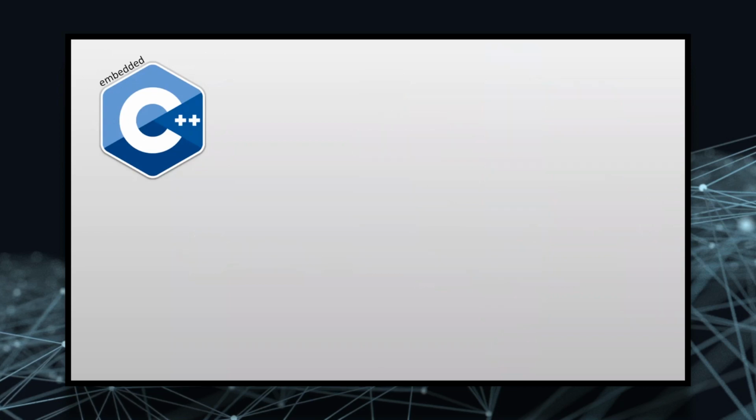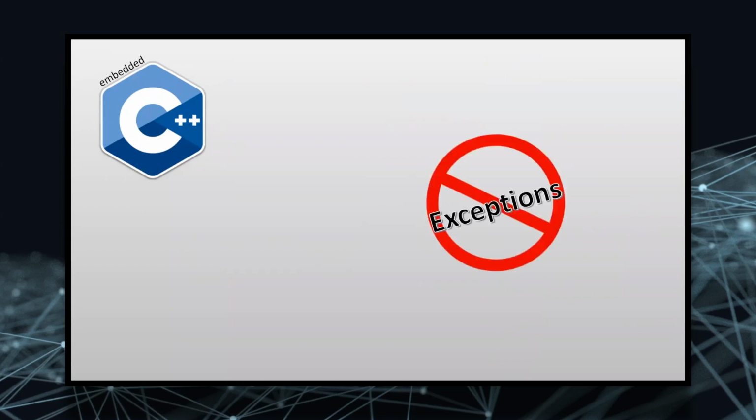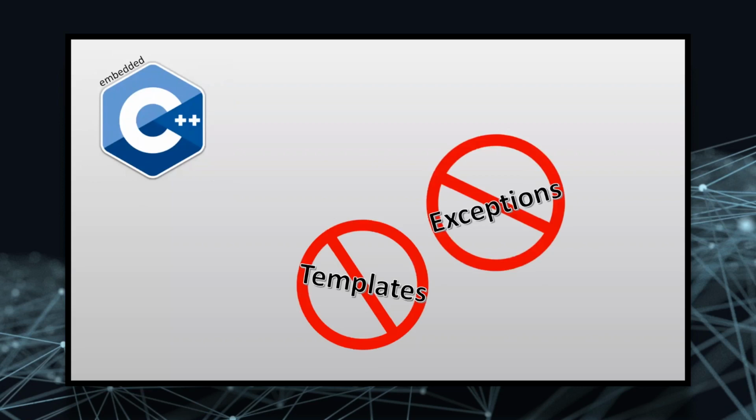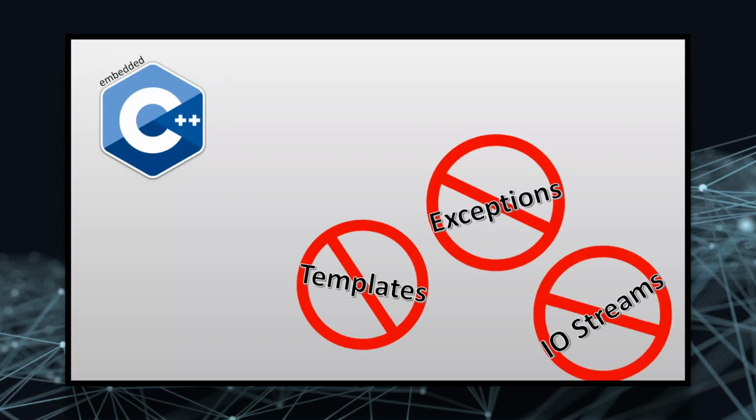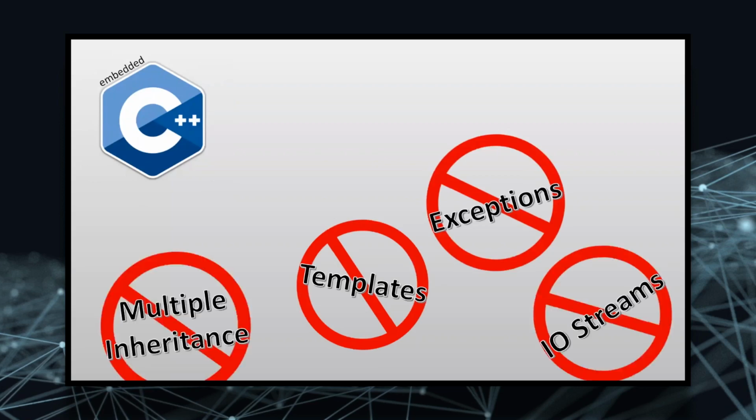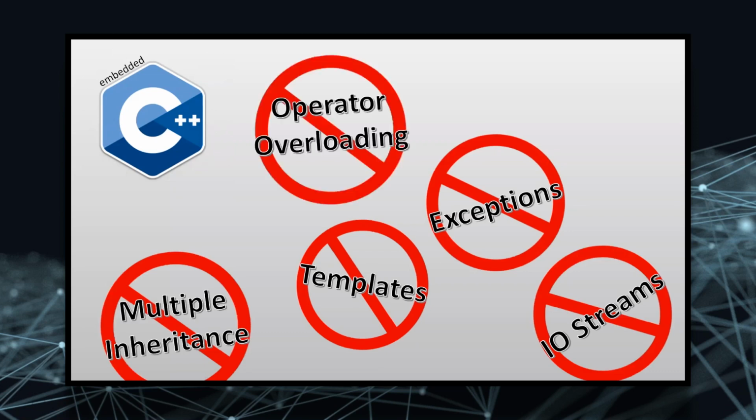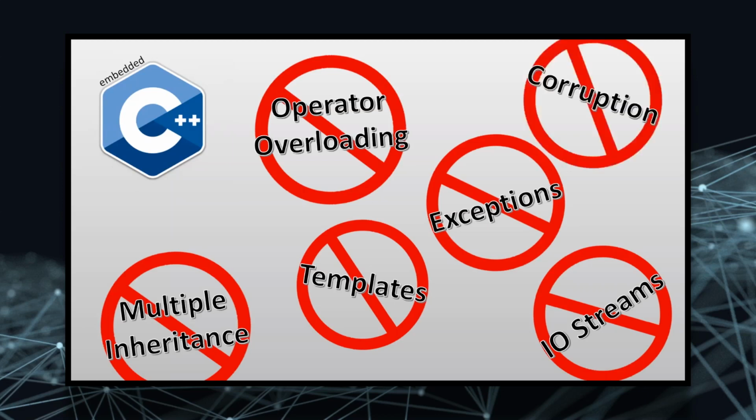The software development team did restrict themselves to embedded C++ constructs, though. They did not use exceptions, nor did they use templates. They didn't use IO streams, nor multiple inheritance. They limited their operator overloading to new and delete only in order to create a custom safe version of a memory allocator. And they used a dedicated memory pool, and they used placement new to guarantee no system heap corruption.